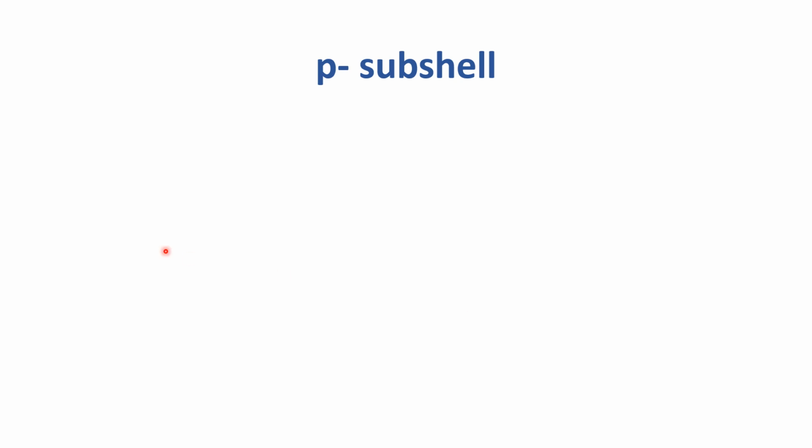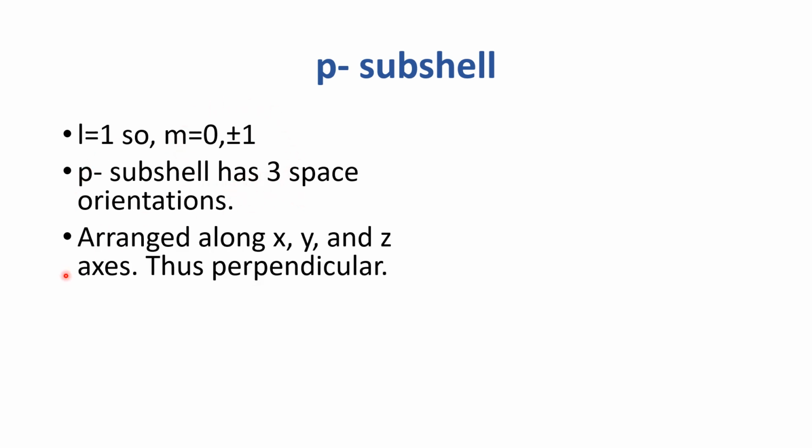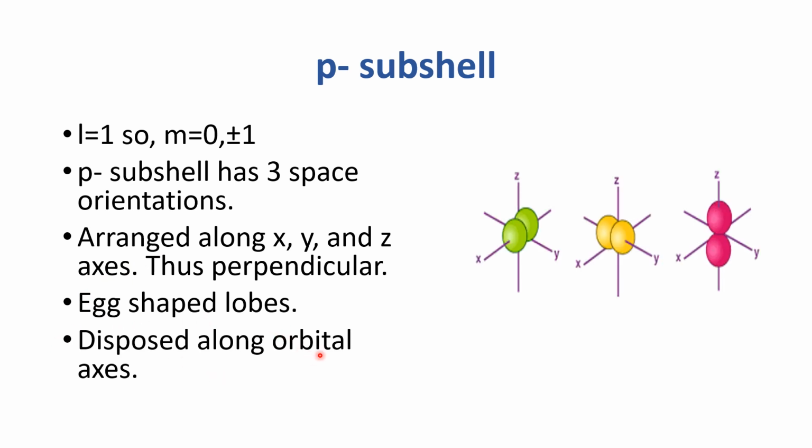Next is P subshell. For P subshell L equals to 1, so m की तीन values होंगी 0, plus 1, minus 1. P subshell has 3 space orientations क्योंकि m की values 3 है. Arranged along x, y and z axis, thus perpendicular. Egg-shaped lobes होती हैं इनकी, disposed along orbital axis. So here you can see if they lie along the x-axis they are px, if along y-axis they are py, and if along z-axis they are pz.